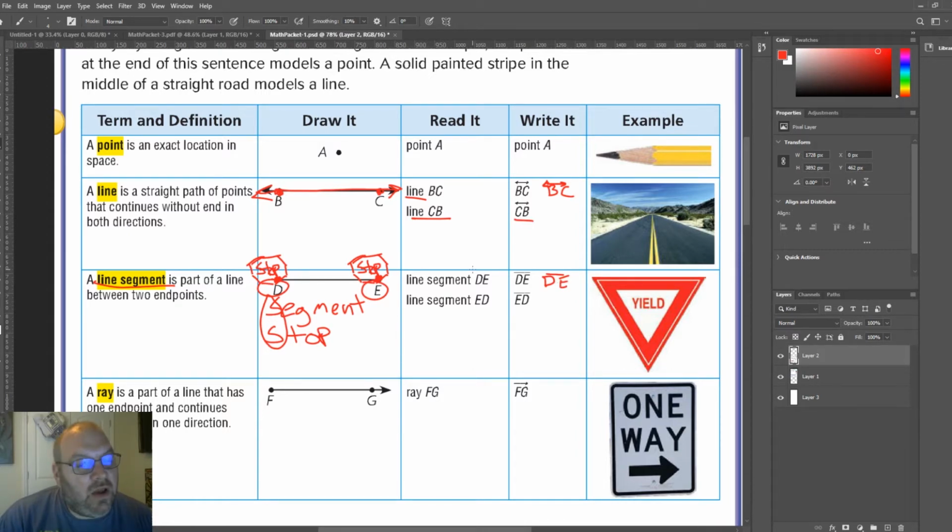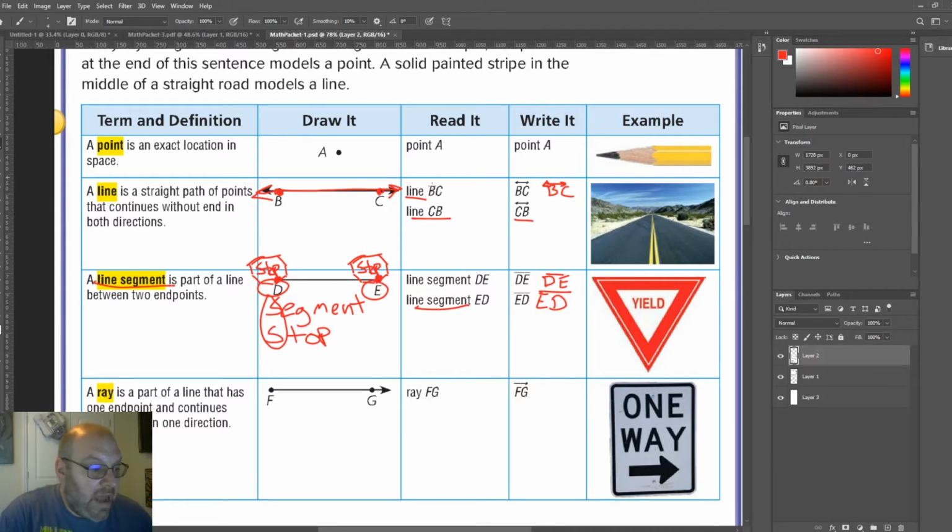Now, line segments can also be read and written the other way. So look at this part. Line segment ED. There's no differentiation between DE and ED. It can be read both ways. You can go left to right, right to left.